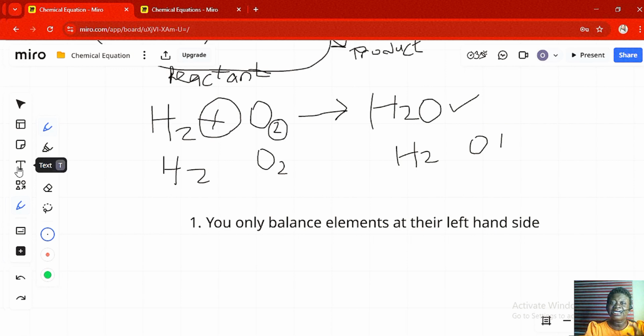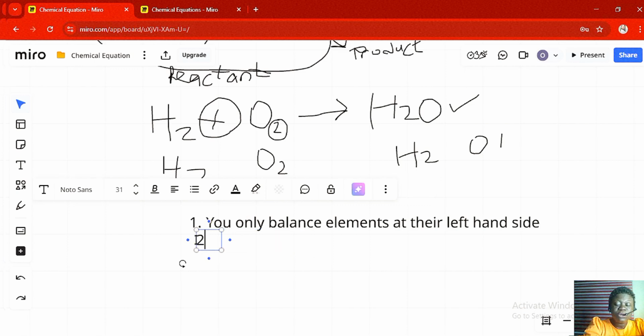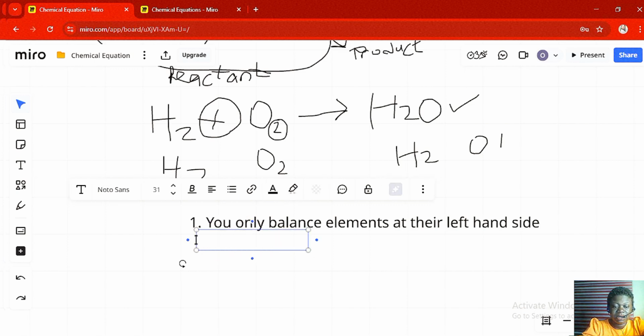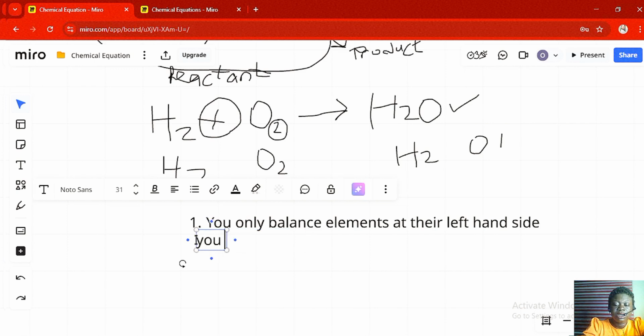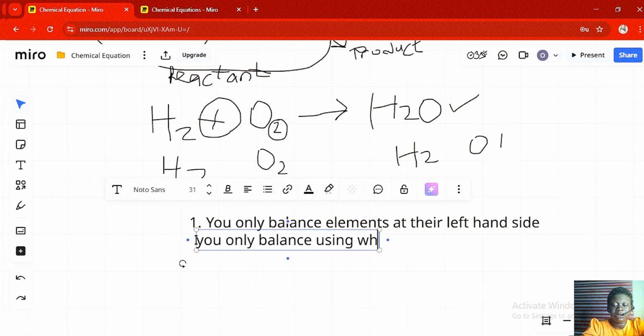Another rule is that you don't use half. Maybe when you're balancing, you say, okay, let me balance with half. No, because there is no element that is half. It's a whole number. So the second rule is that you only balance using whole numbers.